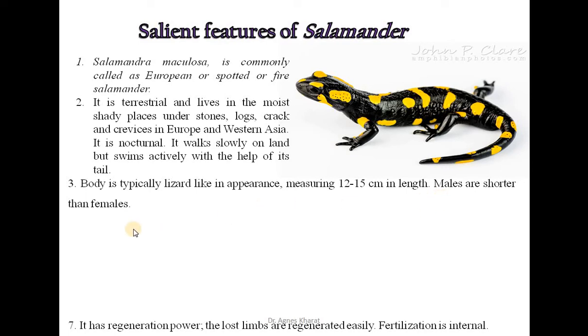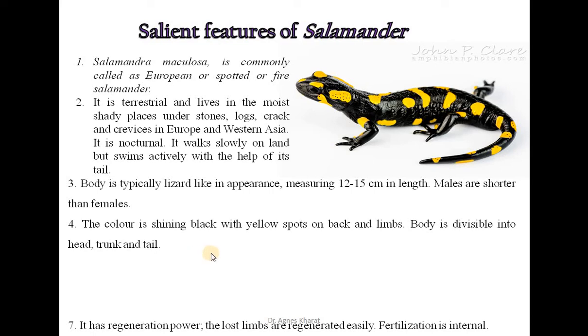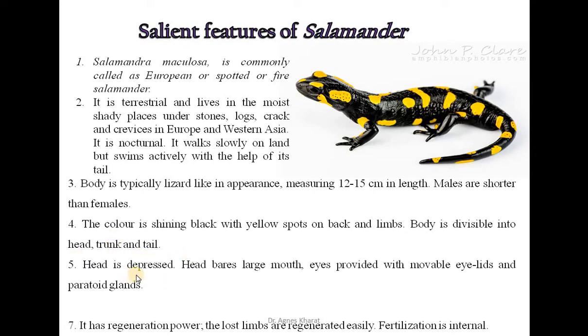Males are shorter than the females. The color is shining black with yellow spots on back and limbs. Body is divisible into head, trunk and tail. Head is depressed. Head bears large mouth, eyes provided with movable eyelids and parotid glands. Skin is smooth and slimy. Cutaneous glands eject a poisonous white fluid. It has a regeneration power. The lost limbs are regenerated easily in this organism and it shows internal fertilization. So this is about salamander.